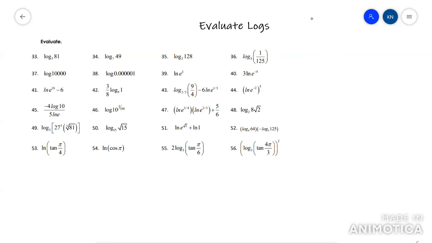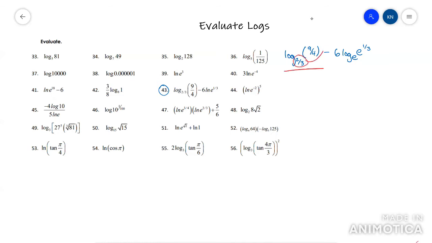I guess I should do 43. It's jumping out at me as kind of a difficult problem. All right, you've got log base 2/3 of 9/4 minus 6 log base e of e to the 1/3. Okay, let's focus on this red part first.